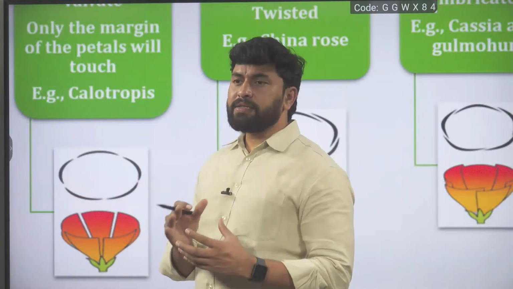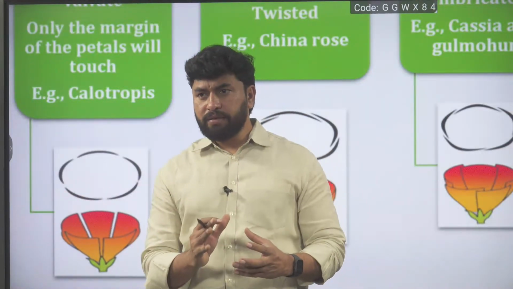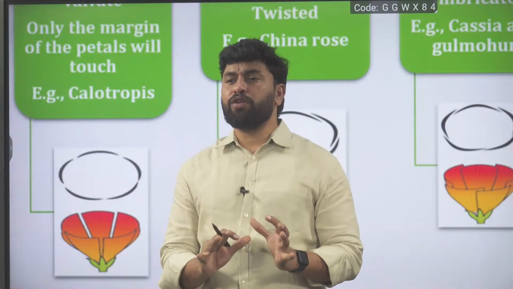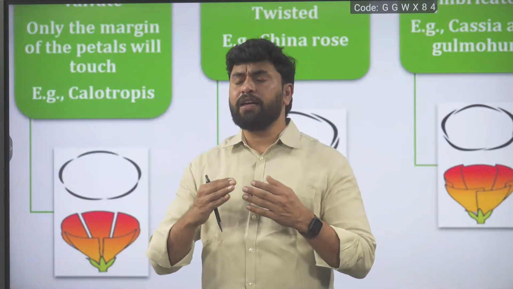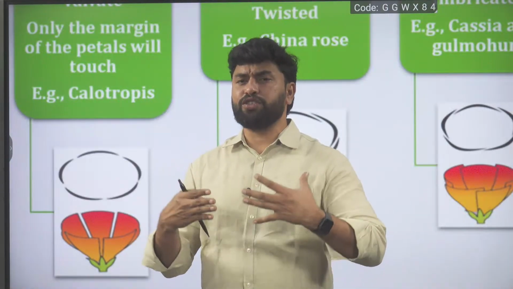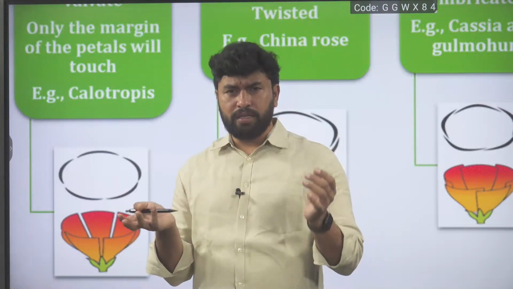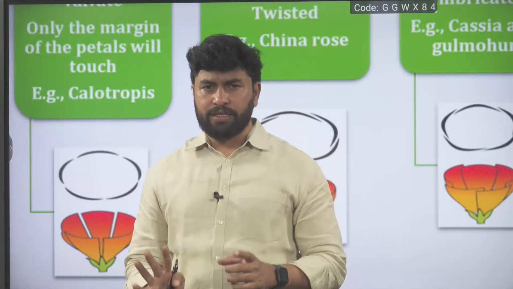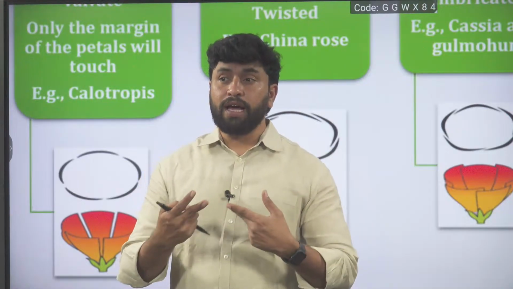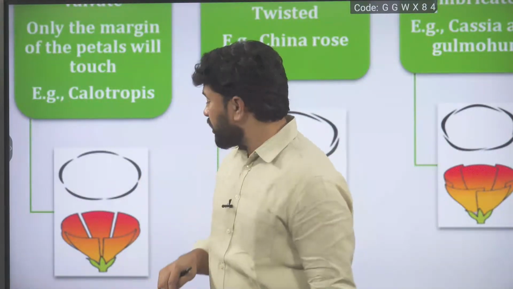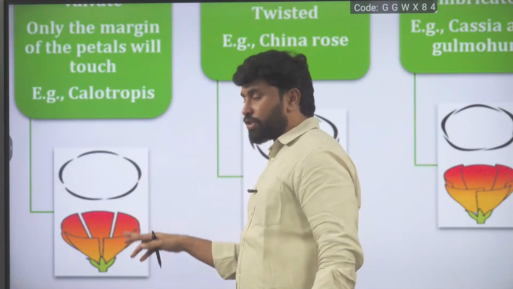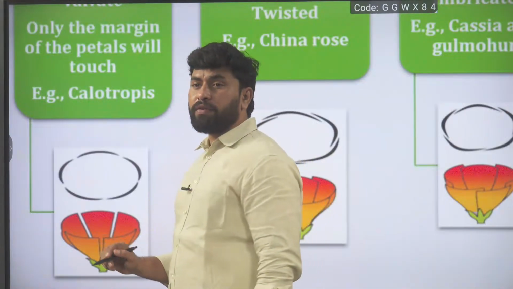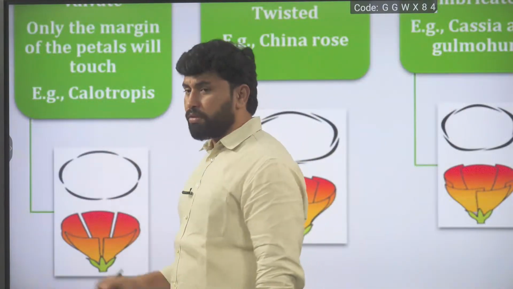If sepals or petals are arranged in such a way that they are never going to overlap, but they are not always joined. If they join, that's okay. If they do not join, that is also okay for us in this condition, but they should not overlap with one another. This condition is called valvate aestivation. Best example of valvate aestivation, calotropis.